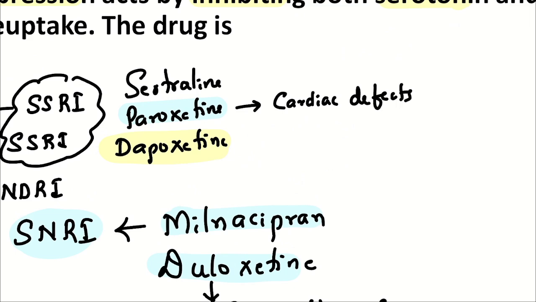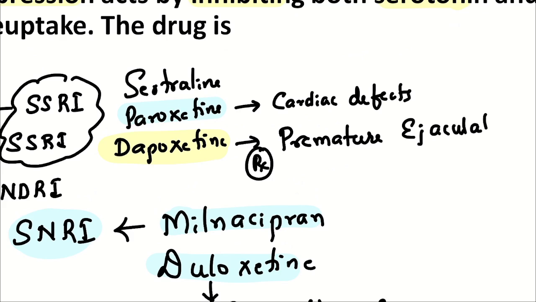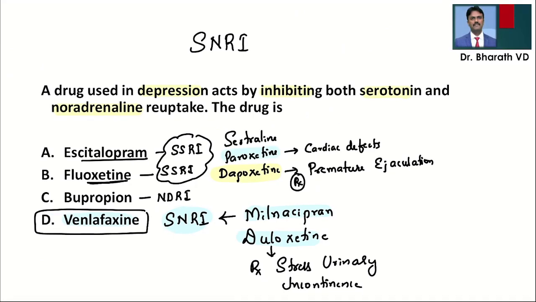Now, for what sexual problem is dapoxetine used? It is used to manage premature ejaculation, because SSRIs delay ejaculation, so we are taking advantage of that. So the answer for this question is D, venlafaxine.